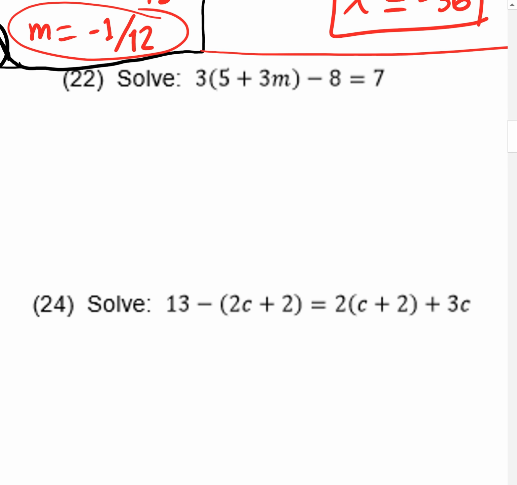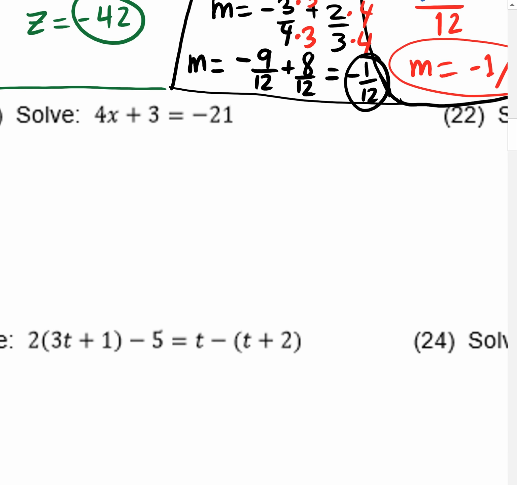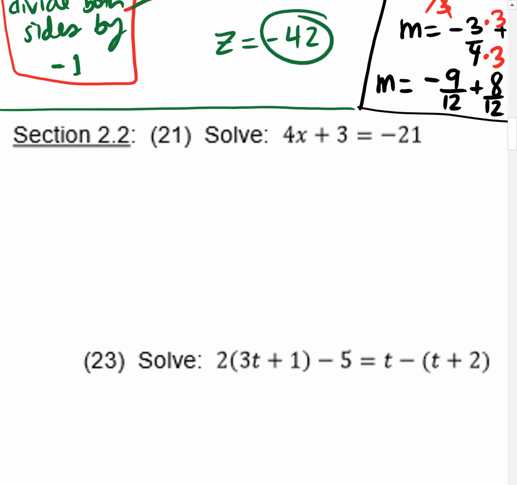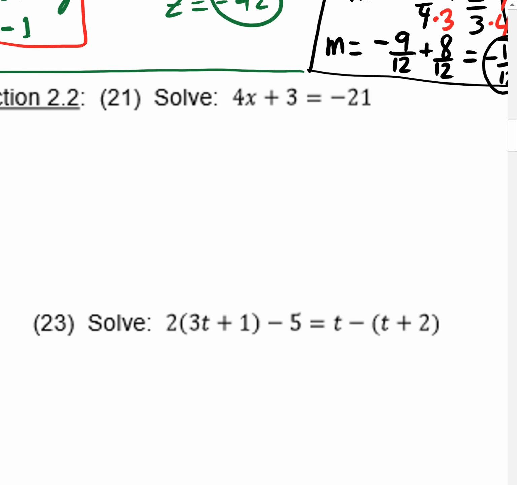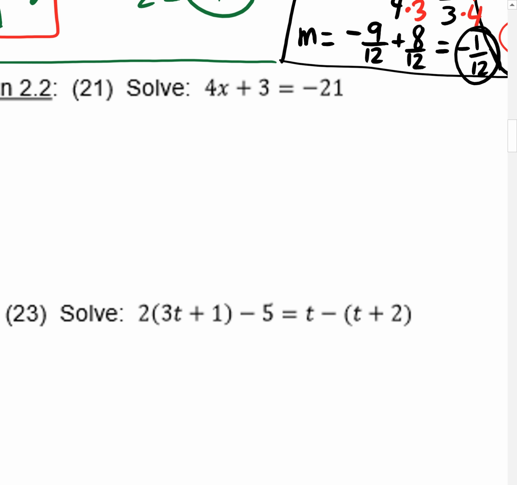Alright, now we're into section 2.2, I believe, right? Yeah. So that was number 20. Now let's look at number 21. If you remember from section 2.1, we were tackling the simplest problems where isolating the variable only took one step, either adding or subtracting something from both sides, or multiplying or dividing both sides. But this section introduces the problems where you have to do both, add or subtract, and then multiply or divide. So that's why you see a two-step process in these problems.